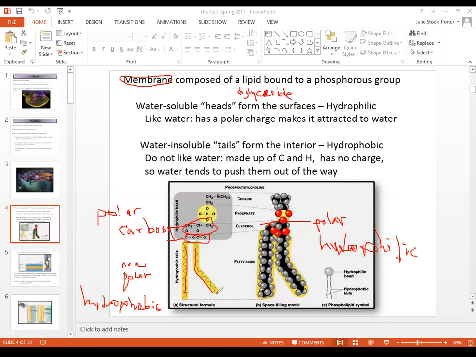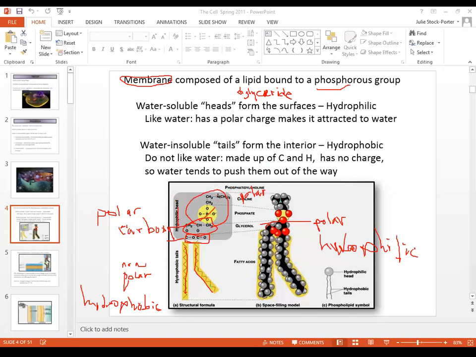Okay, so now here is our lipid. The lipid that makes up the cell membrane is called a phospholipid, because the lipid is attached to a phosphorus group. And again, when you look at the phosphorus group, you see there's oxygen, so it is polar, okay? And if it's polar, it's hydrophilic. It's going to be very attractive to water.